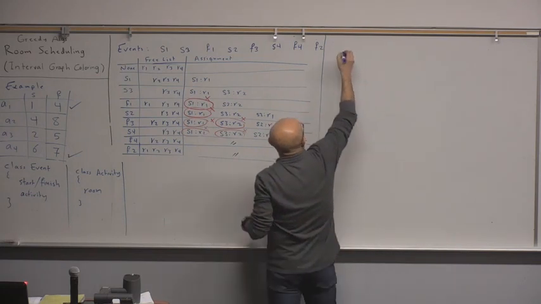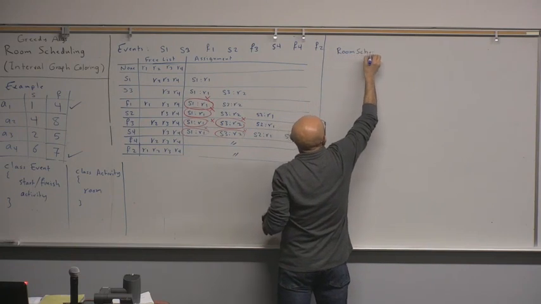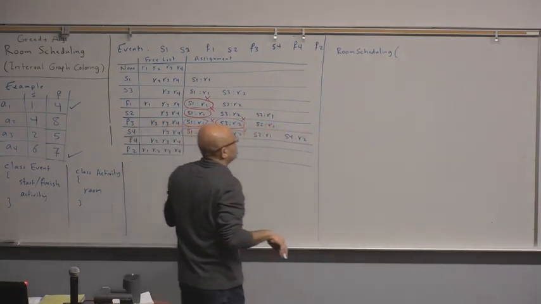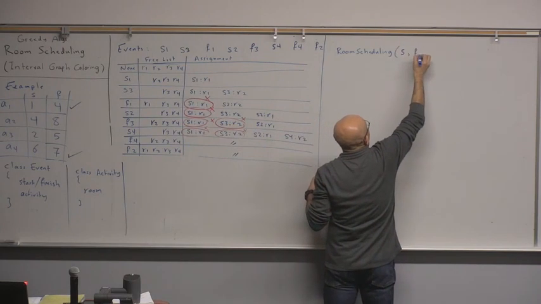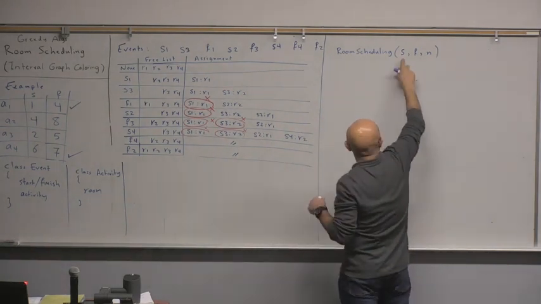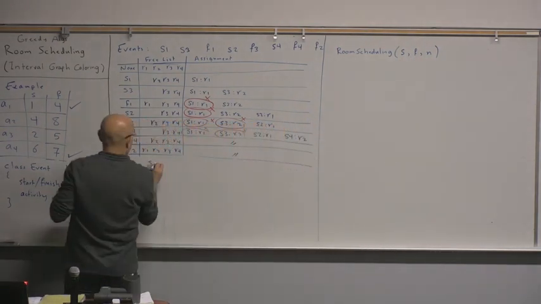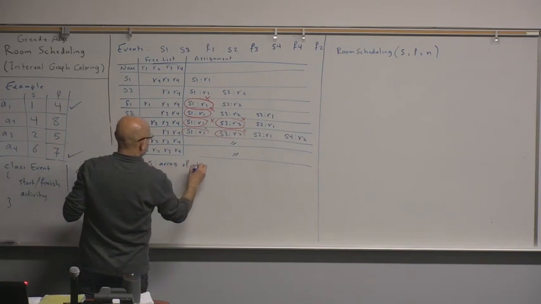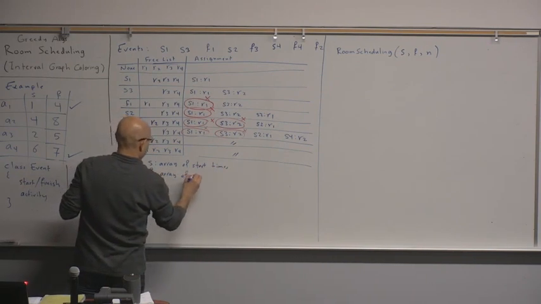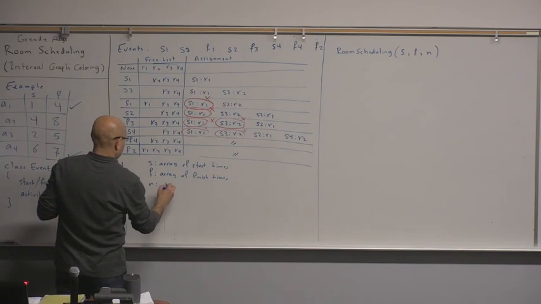So let me write the code. Room scheduling. And what do I take? I take just S, F, and N. S is an array of start times, F is an array of finish times, and n is the number of activities.